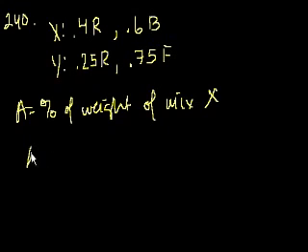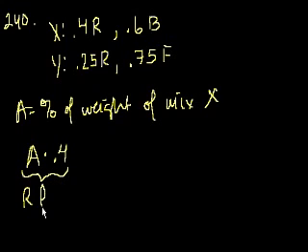Well, fraction A of the mixture is from X, and X is 40% ryegrass. So if we multiply the amount that we're getting from X times 0.4, this will tell us the amount of ryegrass from X, the proportion of ryegrass from X.